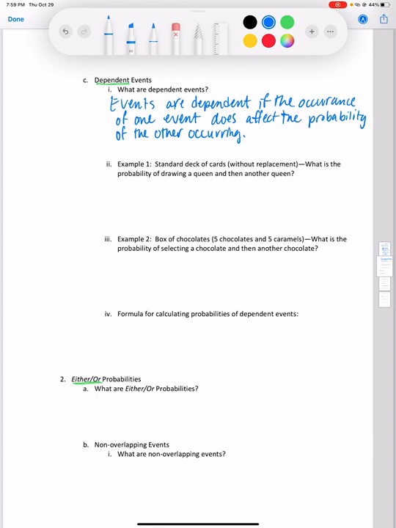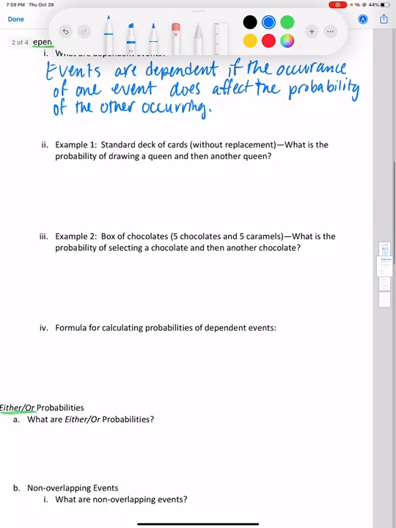Okay. For example, we're going to think about a standard deck of cards. Just like we talked about last class, there are 13 cards of each suit, or each group, and 52 cards total. So we're going to take out a card. What's the probability of drawing a queen, keeping it out, and then drawing another queen? When we don't put the card back in, we call it without replacement. So we want to draw two queens one at a time without replacement. That's the probability we're thinking about.